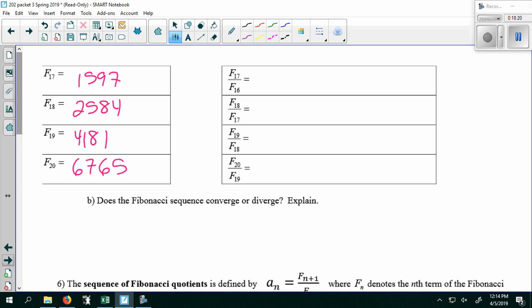Do the Fibonacci sequence numbers converge or diverge? They definitely diverge. They are just getting bigger and bigger. It looks like f sub n approaches infinity.